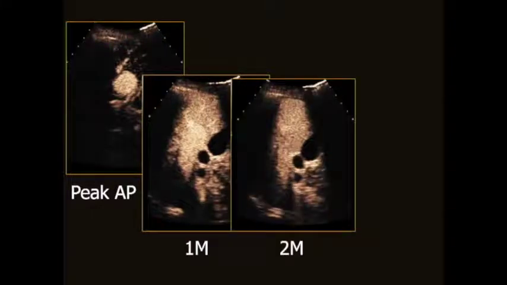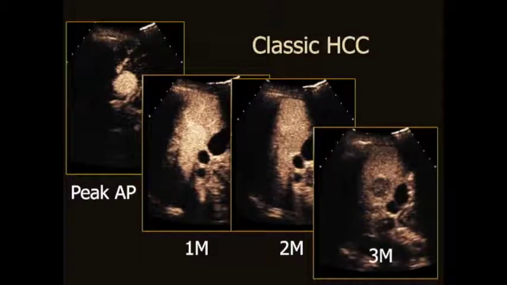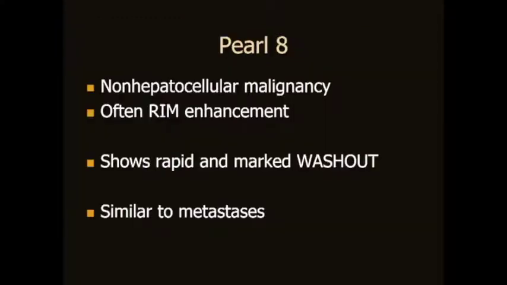At the peak of the arterial phase, a hypervascular mass. At 1 minute, sustained enhancement. At 2 minutes, sustained enhancement. But at 3 minutes, our intermittent scans to preserve the bubble population allow us to show weak, late washout, a classic HCC. So pearl number 8, non-hepatocellular malignancy often shows rim enhancement and rapid and marked washout, similar to metastatic disease.